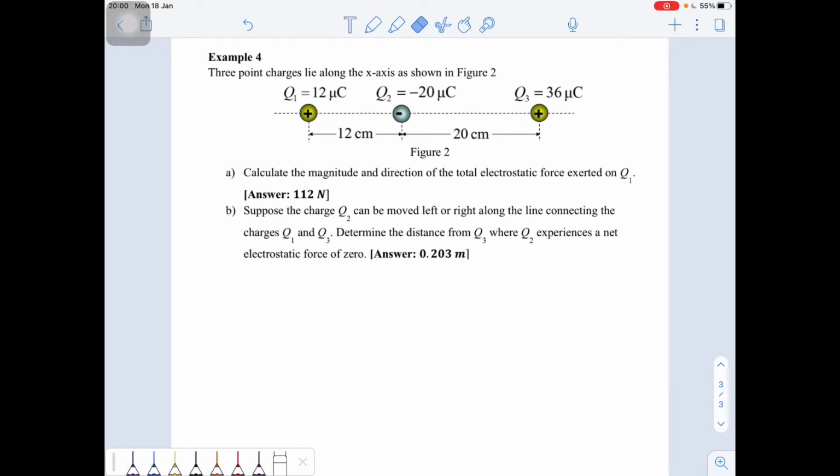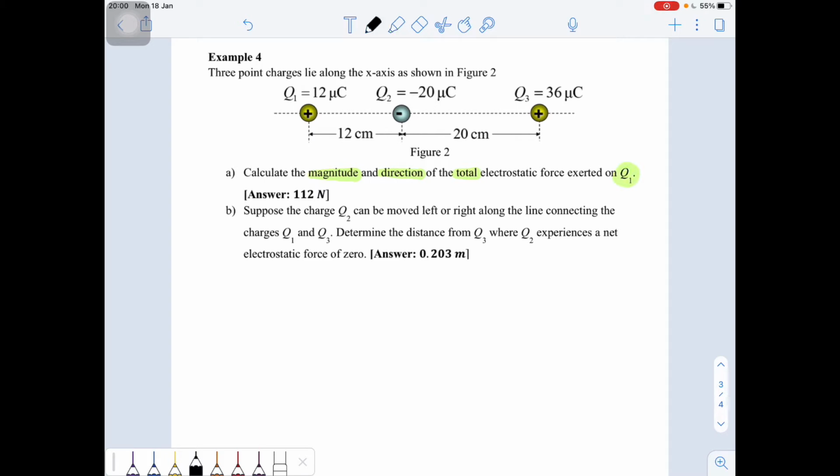Okay, so in this video, I'm going to discuss example 4. Given 3-point charges here along the x-axis, we have Q1, Q2, and Q3. The distance between Q1 and Q2 is 12 centimeter, and between Q2 and Q3 is 20 centimeter. Question A: calculate the magnitude and direction of the total electrostatic force exerted on Q1.